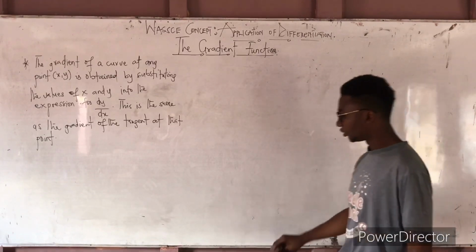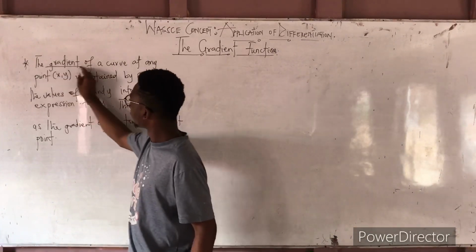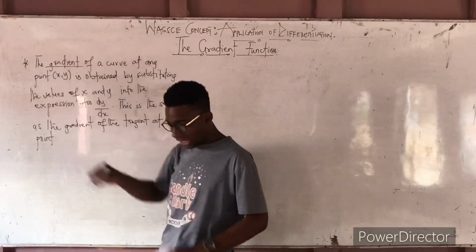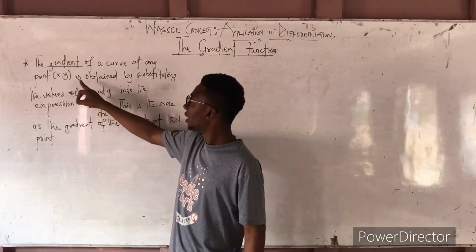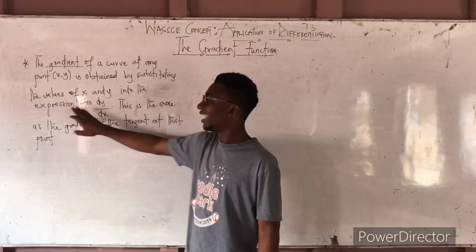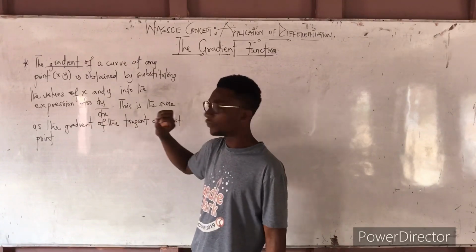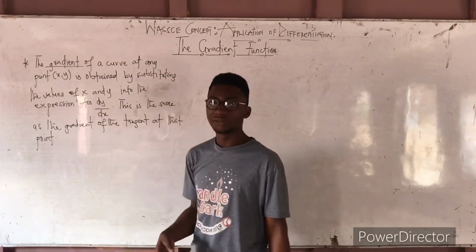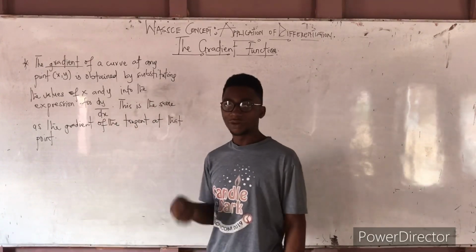But with this particular video, we want to look at the gradient function, how to apply differentiation in the gradient function. Now, the gradient of a curve at any point (x, y) is obtained by substituting the values of x and y into the expression for dy/dx. Know that the expression dy/dx simply means the derivative of y with respect to x.